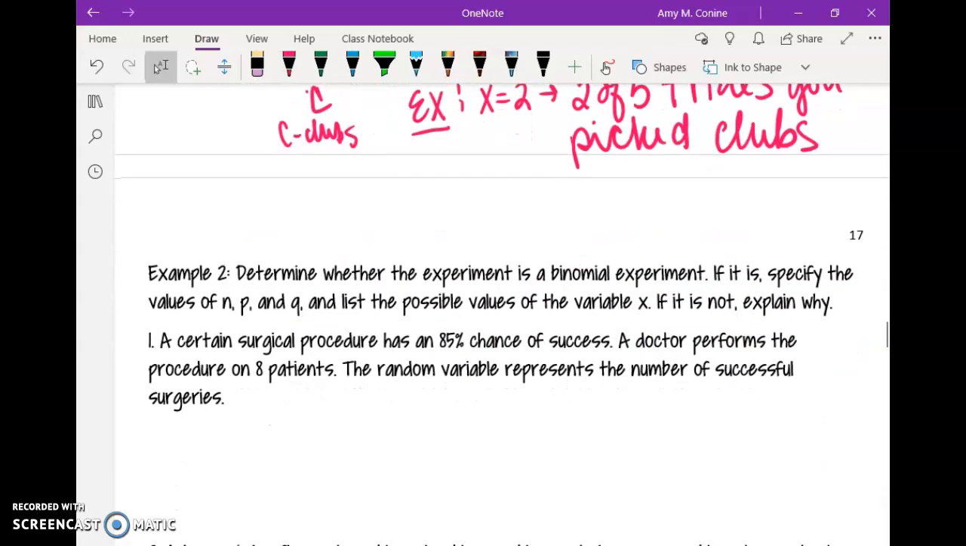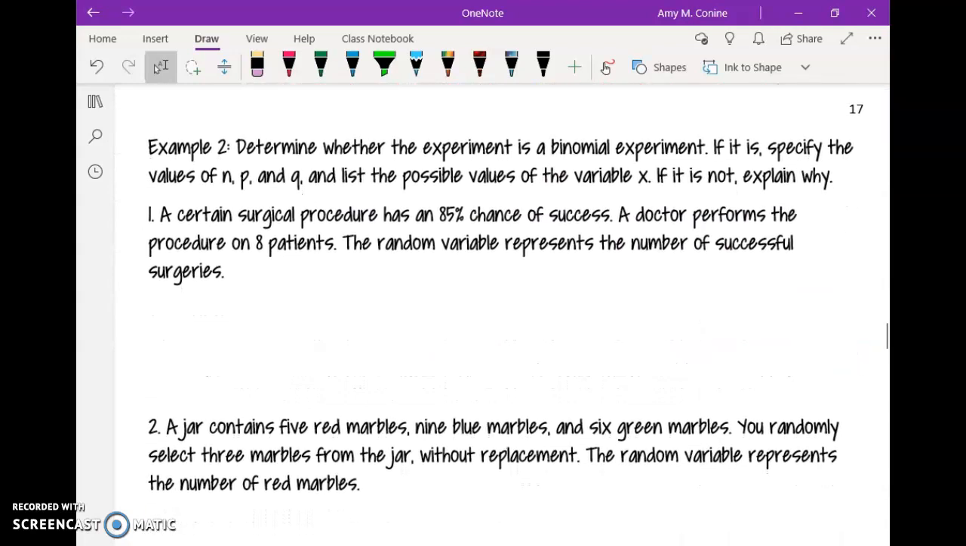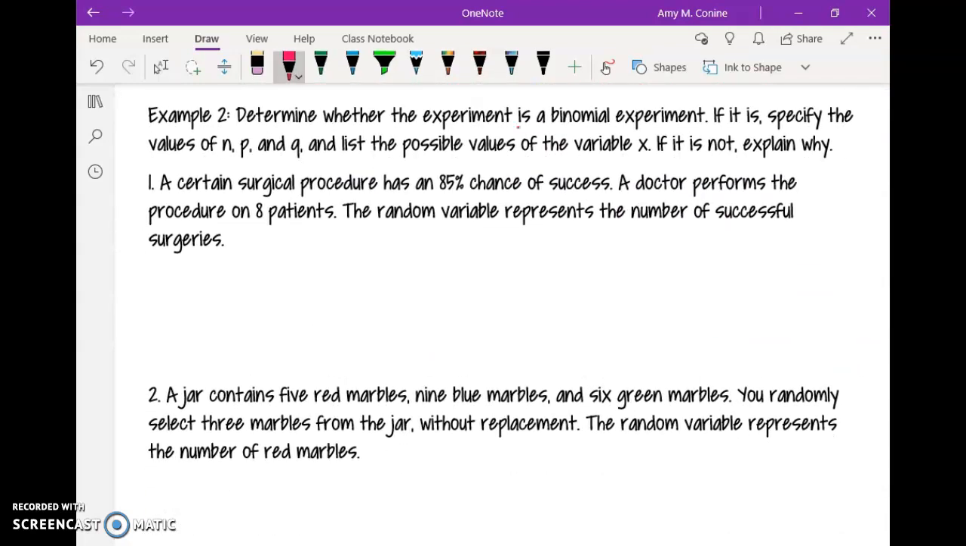All right, so we're going to take a look at example 2. Determine whether the experiment is a binomial experiment. If it is, we're going to specify our number of trials, successes, and our failures, and then list the possible values of our variable X. If it's not, we're going to try to explain why. Okay. So a certain surgical procedure has 85% chance of success. A doctor performs the procedure on 8 patients. The random variable represents the number of successful surgeries.